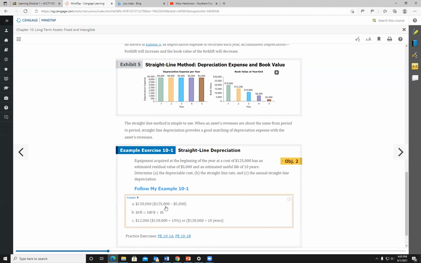So first, what we would do to determine the depreciable cost is we would take the cost of $125,000, minus the residual value of $5,000, and that gives you your depreciable cost. Determining the straight line rate, you could do that by basically saying that it has a useful life of 10 years. So 100% divided by 10 means it's got a 10% straight line depreciation rate.